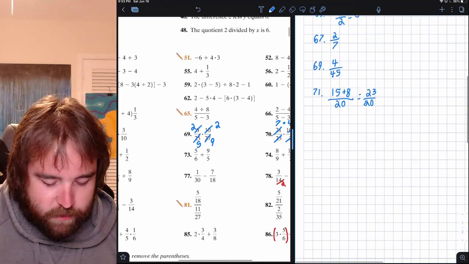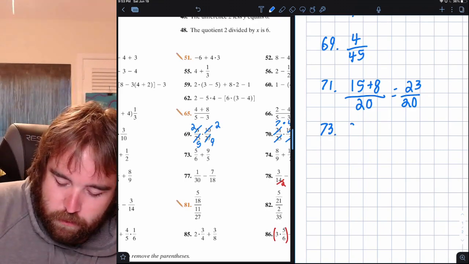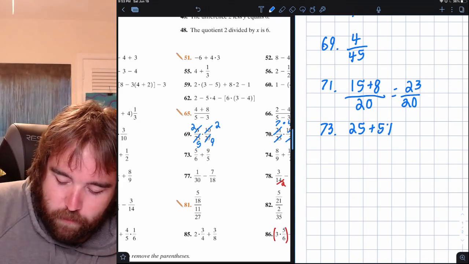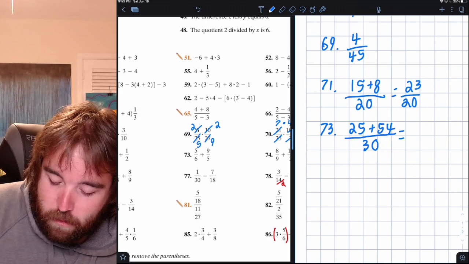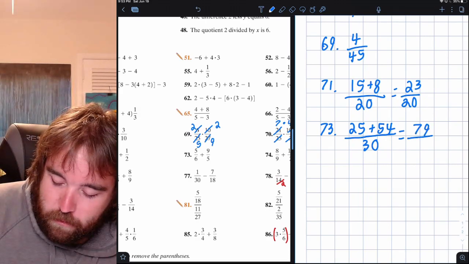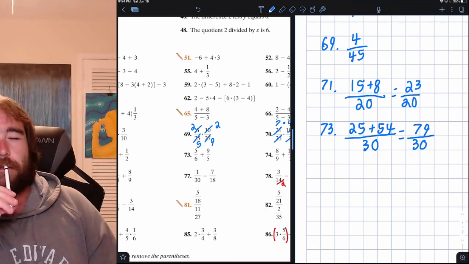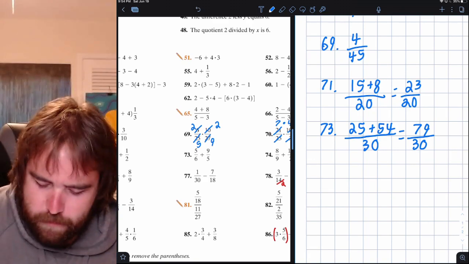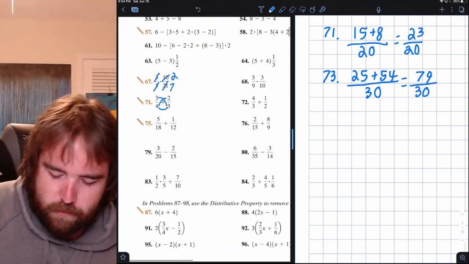All right, we're still cruising. Another one like that. So we got 25 plus 54 over 30. Get those together, 79 over 30. And that's not going to cancel. I think 79 is prime. Right? I think so. So 75.